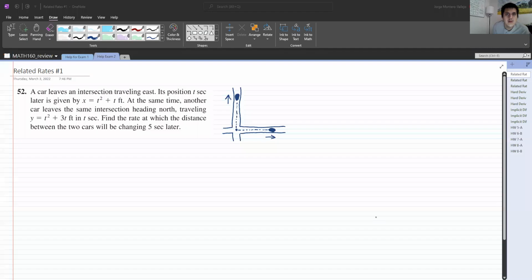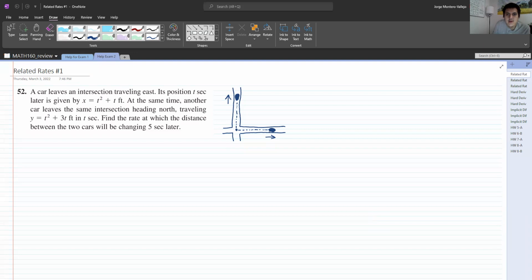There you go. Okay, so this is the first related rate problem that we'll see, 52. So here we have a car leaving an intersection traveling east. What I've done here is I have drawn the intersection here, and the car mentioned in the first sentence is this one over here.